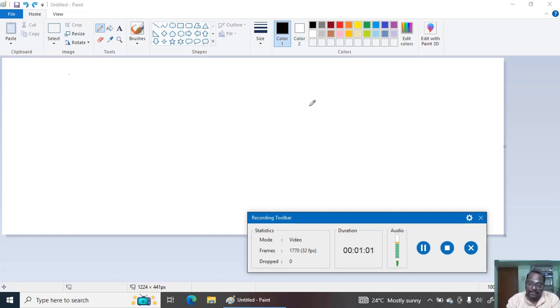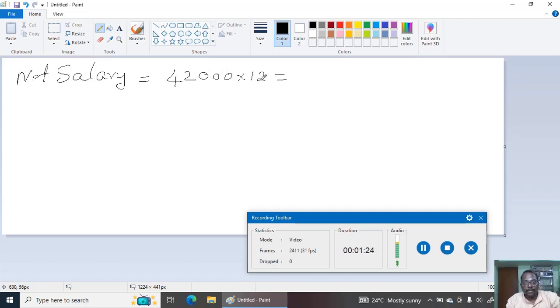In this problem, the net salary is given. In this Raja problem, the net salary given is 42,000 per month, which he is receiving. In this problem, we are going to calculate the gross salary. So net salary is 42,000 per month. For a year, how much is it coming? 5,04,000.